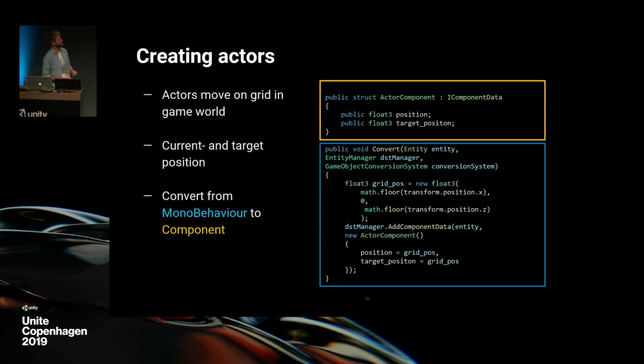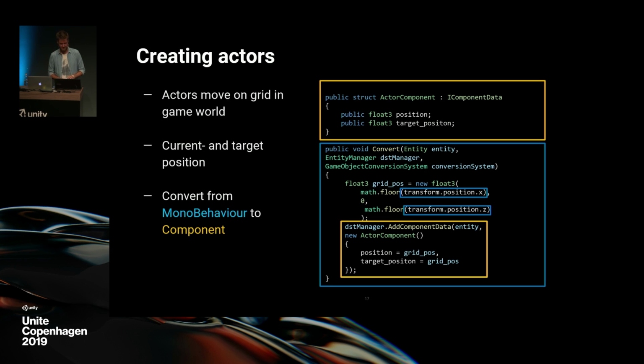We have the blue part, which is part of a mono behavior, and we implement this convert function, which means that we take this game object, we do our logic, and we create the ECS part out of this. If you've seen the keynote, a lot of this code is going to be unnecessary in the future, but I didn't change the talk because I didn't know beforehand, so I'm going to brush over this really quickly.